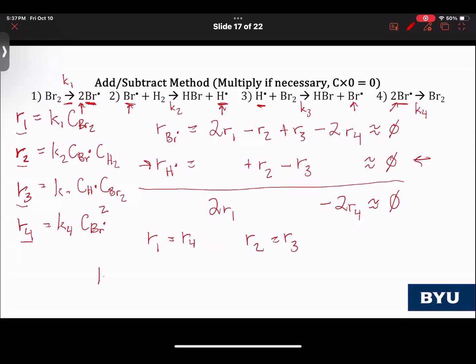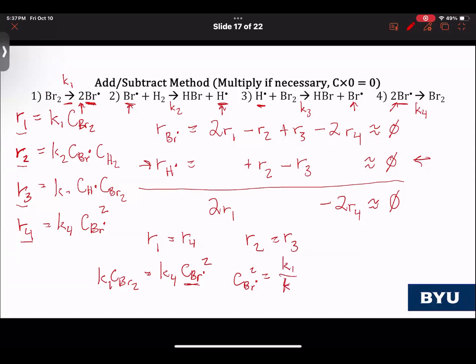So R1, which is K1 times the concentration of bromine 2, is equal to K4 times the concentration of bromine radical squared. I want to get this in terms of the major species because there's no way I can measure that. And so I can say the concentration of bromine radical squared will be equal to, sorry, that's K1.